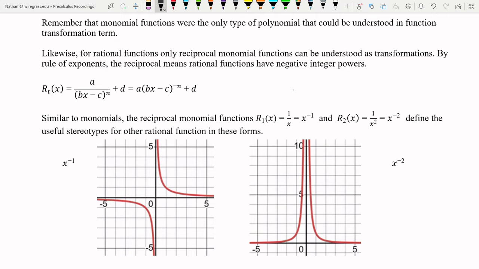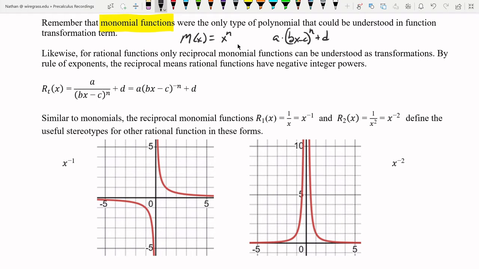So when we were looking at polynomial transformations, remember that we only looked at monomial functions. Those were of the type m of x equals x to some power of n, and that was all there was to it. The actual transformations would have had something like a times (bx minus c) to the power of n plus d. Those were transformations on the monomial function, which was x to the n.